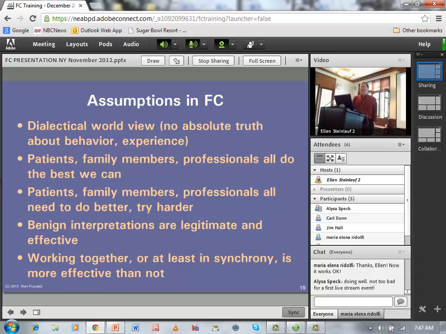Okay. Now, sometimes, I would argue, this one says benign interpretations are legitimate and effective. I would actually say, and we struggle with this, my preferred assumption would be no interpretations are true. Okay? So in other words, the fewer interpretations we make, the better off we are. By the way, I think that's true in our life in general. Interpretations are, in our head, constructing explanations about why somebody did something.